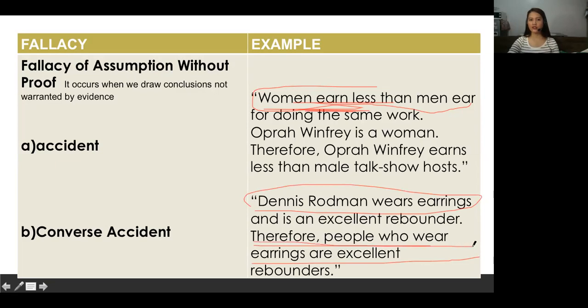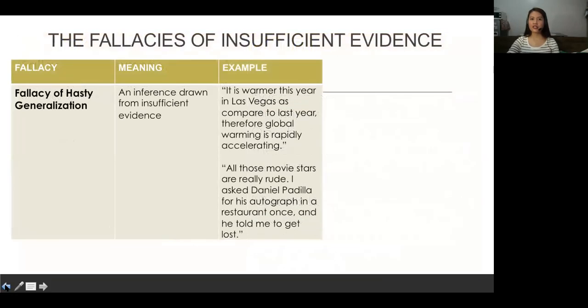Okay? Yun, no? So, wag kayong malilito sa hasty generalization because this is an inference. An inference. And usually, pag fallacy of hasty generalization, lagi siya madalas all.